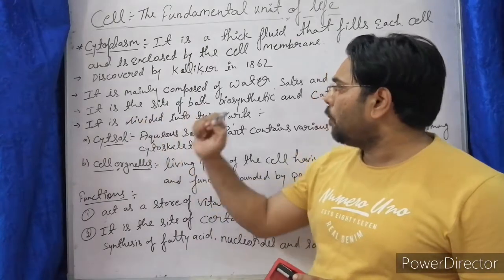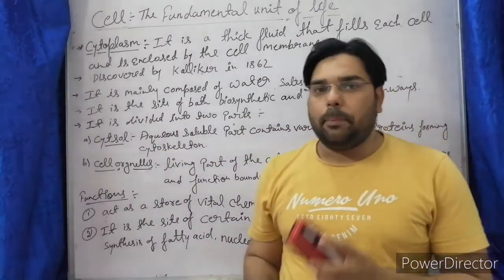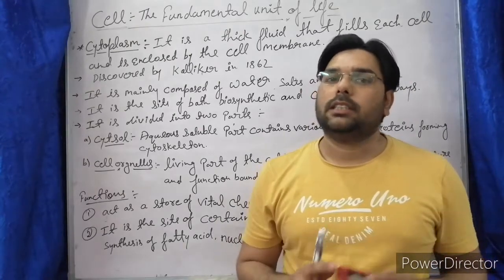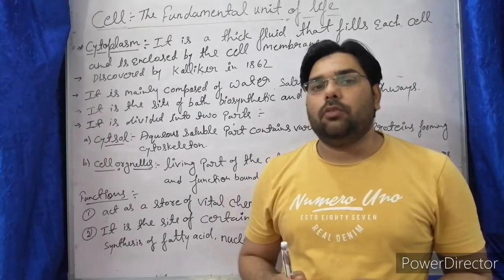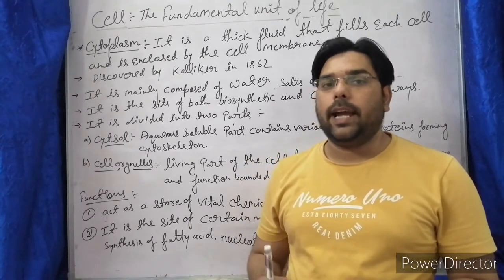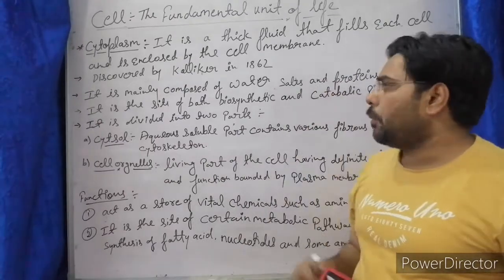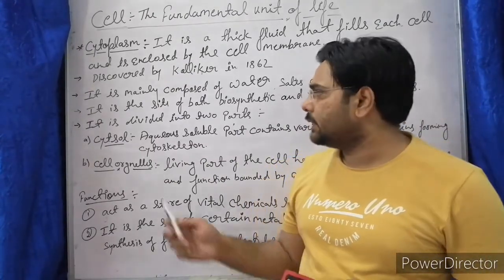Now, what is the composition? Water, salts and some proteins. The basic components are water, salt and some protein. Water is the major component. Almost 90% water is present in the cytoplasm. Okay students, and next are salt and protein. Besides this, it also has trace amounts of some other substances.